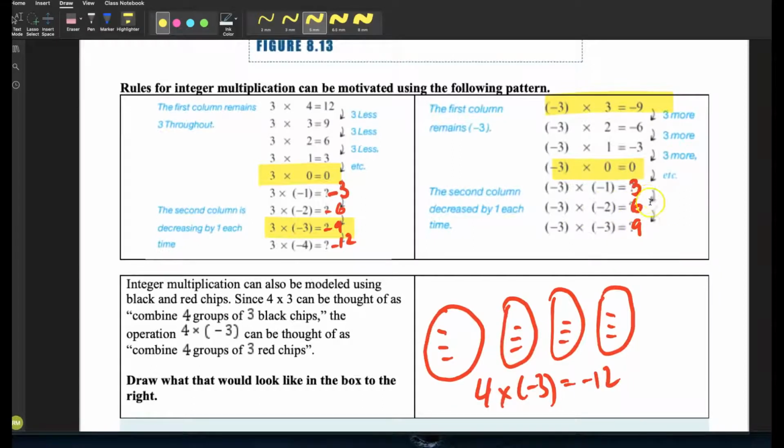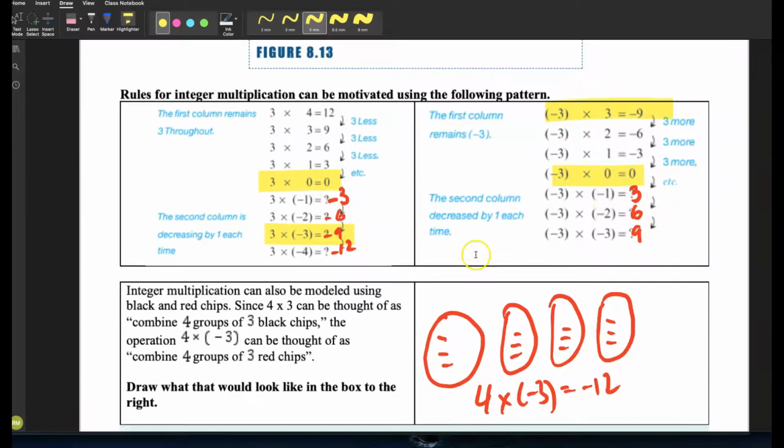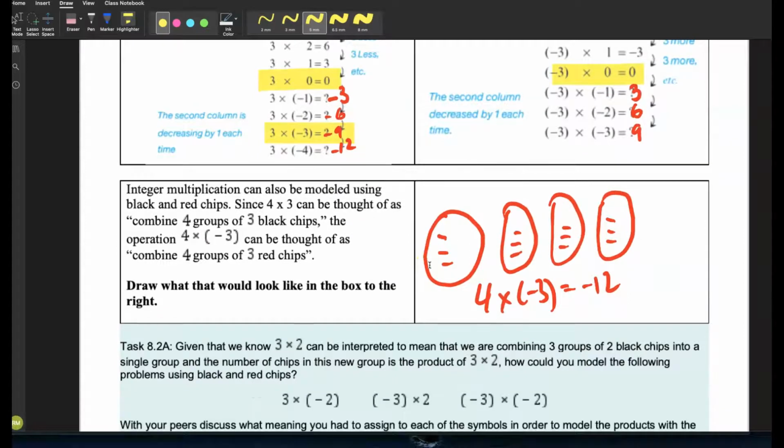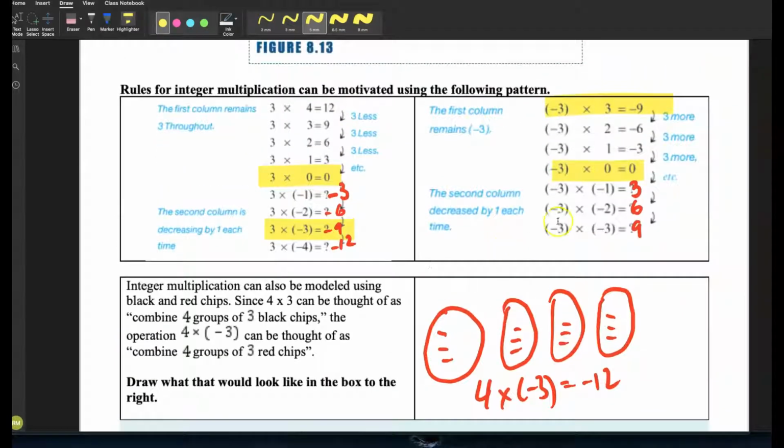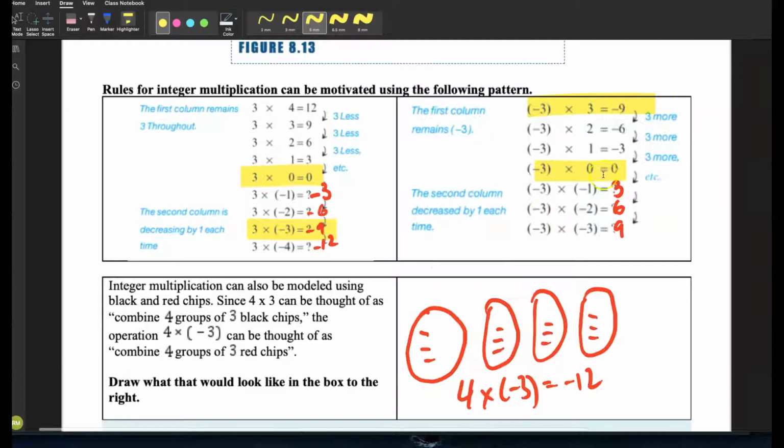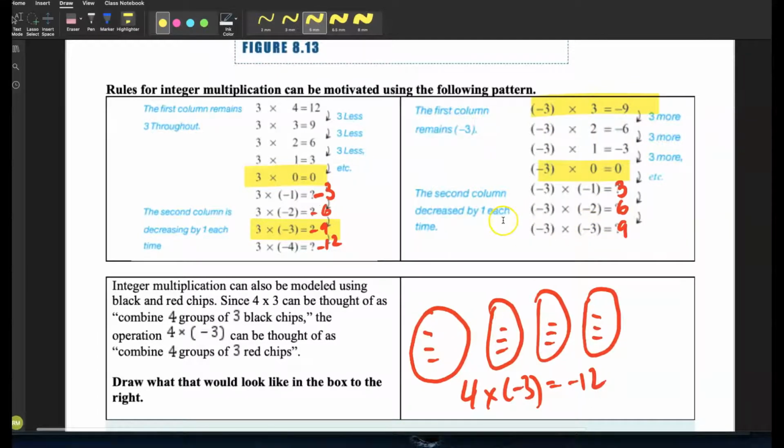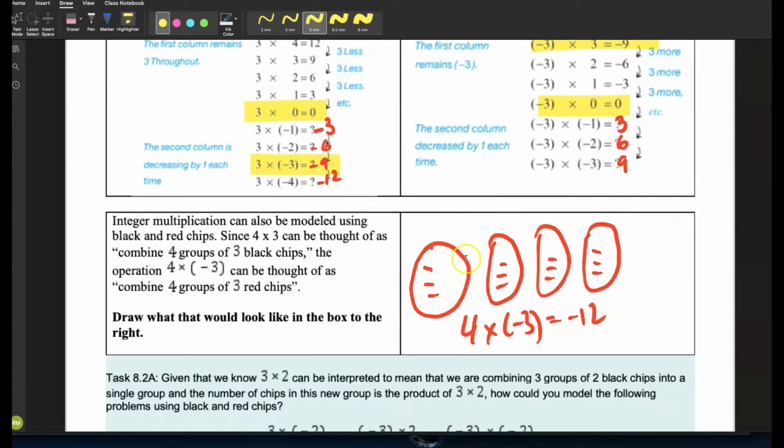And so looking at that, it's important to see how that generates our idea of why a negative times a negative is a positive. One very distinct way of looking at that is through this pattern development. And then you could try with another number and see how that works out.